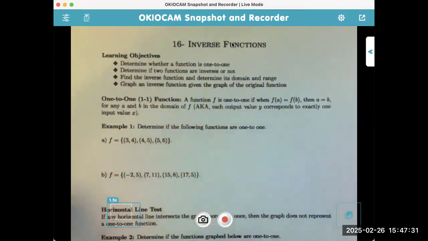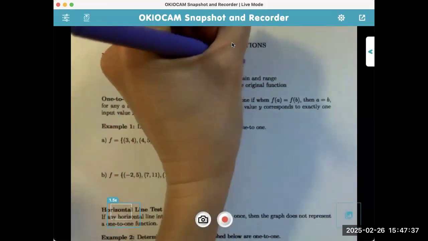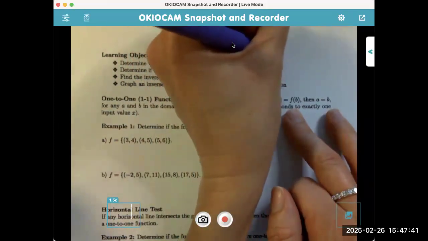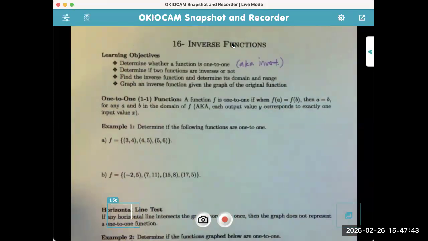So, what do we have? Determine whether a function is one to one. That just is fancy for AKA invertible. And then determine if two functions are inverses or not. Find the inverse function and determine its domain and range. Graph an inverse function given the graph of the original function.